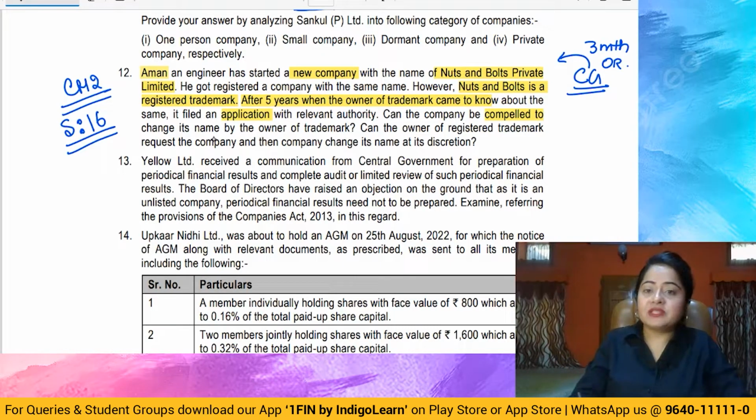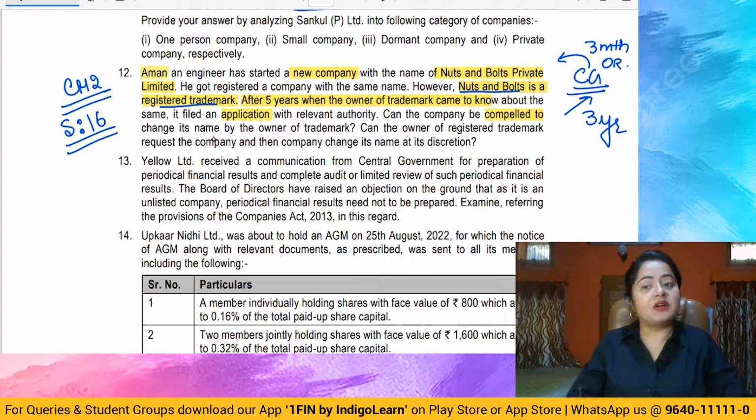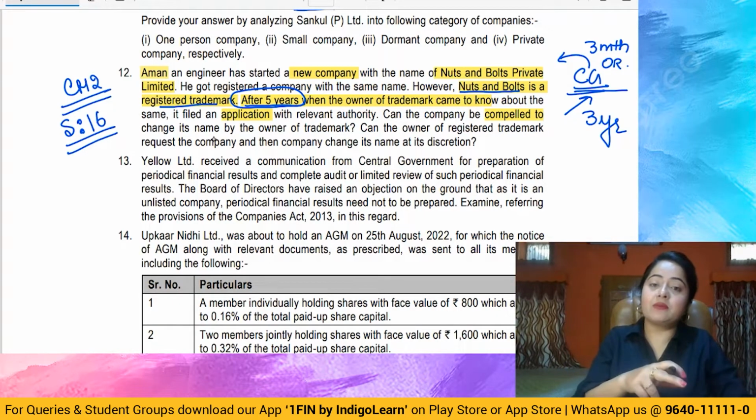Alternatively, if this name is a registered trademark, then the owner of the trademark can make an application to the central government within 3 years of this new company's creation. In 3 years, if an application is made to the central government, again the central government can ask the company to change its name within 3 months by passing an ordinary resolution. Right? So here, what happens in this particular case: Aman has created a new company, Nuts and Bolts Private Limited, but Nuts and Bolts is already a registered trademark. The owner of the trademark makes an application to the central government after 5 years. They ask the central government to tell this company to change its name.